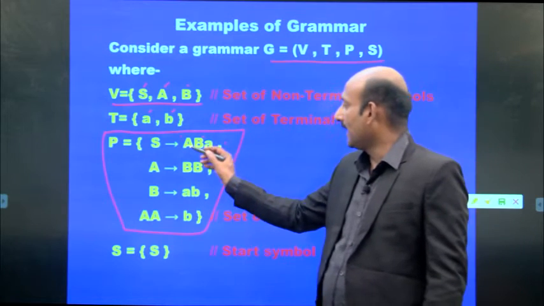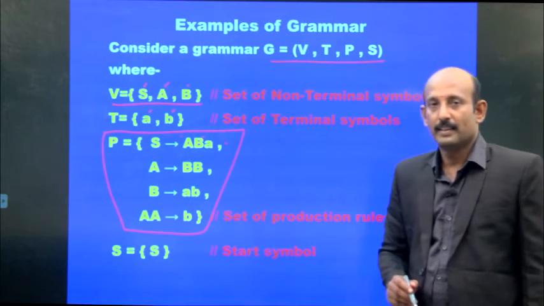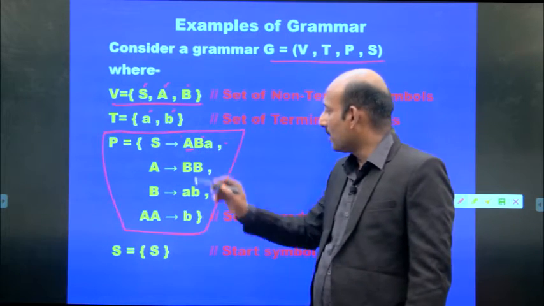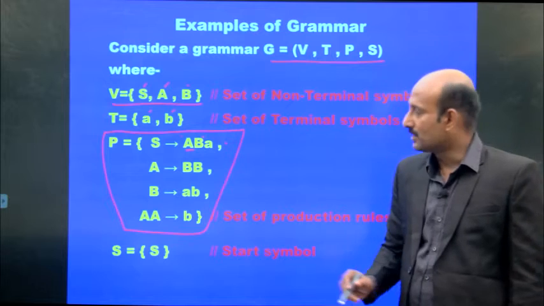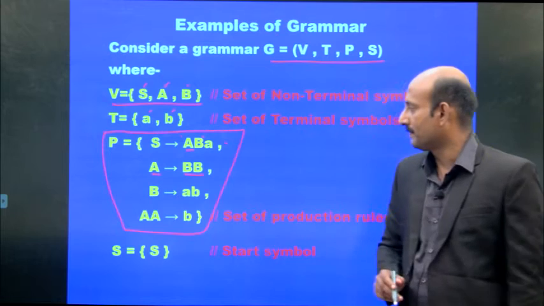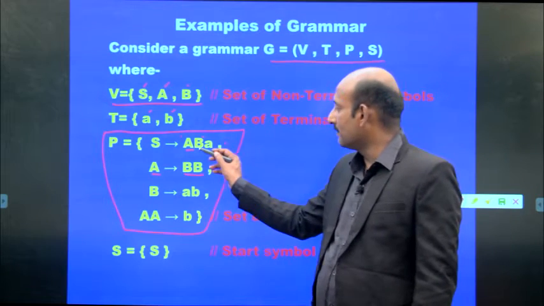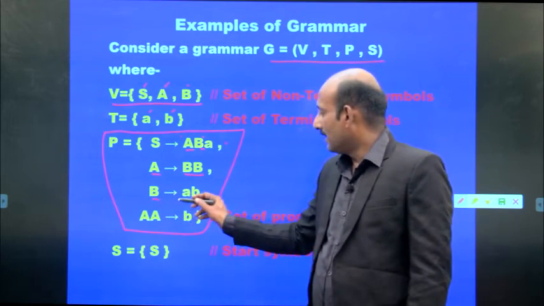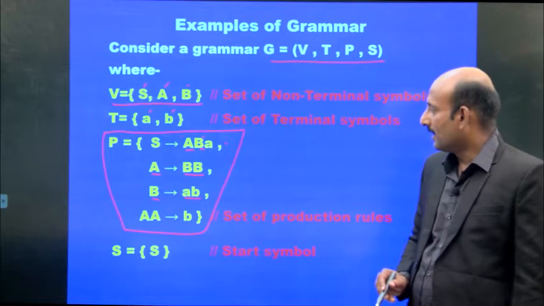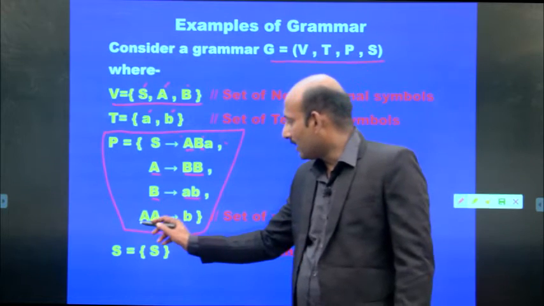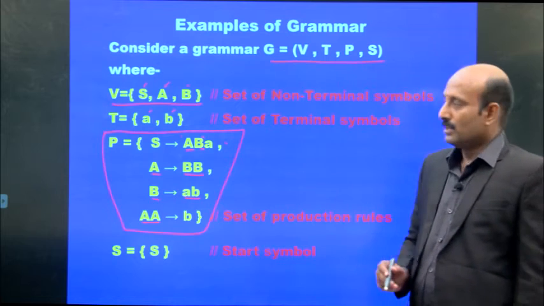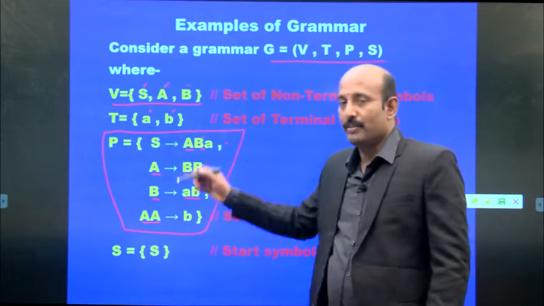S implies A, B, A. S implies A, B, A, where this A is a non-terminal symbol. So this non-terminal has alternate productions B, B, where B is a non-terminal symbol, where B implies A, B, terminal symbols, and A also is there, where A also yields that B. So this is a different type of grammar.